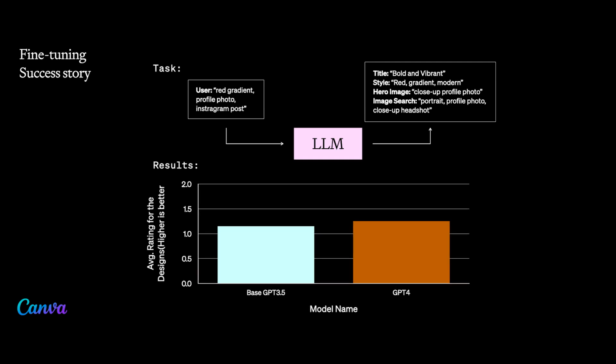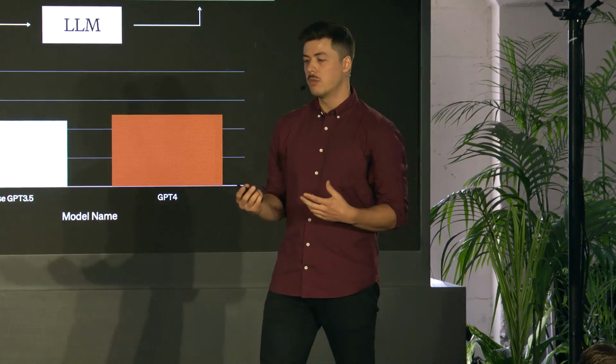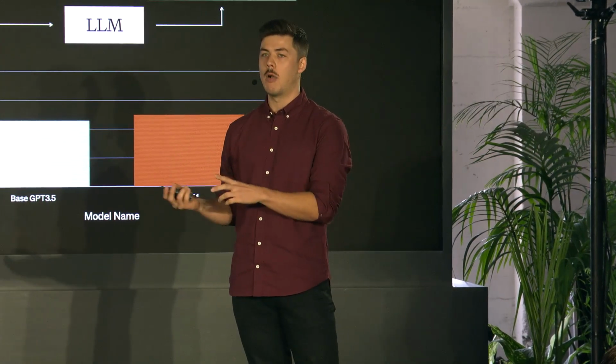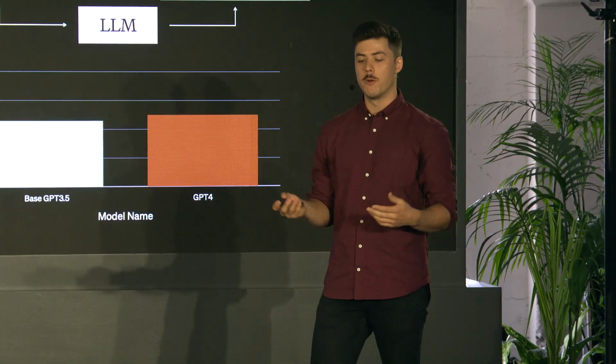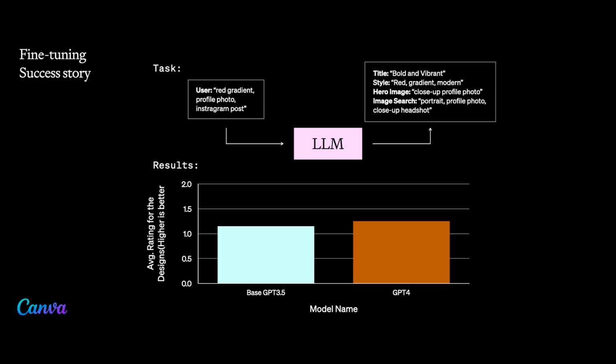What Canva did is they started off with 3.5 Turbo as the base model, and then they tried GPT-4. They wanted to see what the performance was on this task, and the performance wasn't great. The outputs were evaluated by expert human evaluators, and what they found was that while these models could output sensible results, the outputs were actually irrelevant when looked at from a design point of view. So they then went on to fine-tuning.